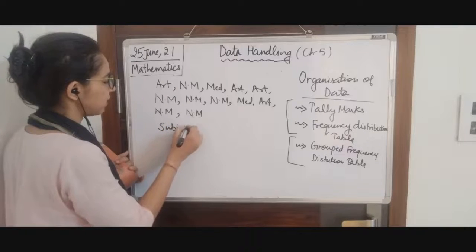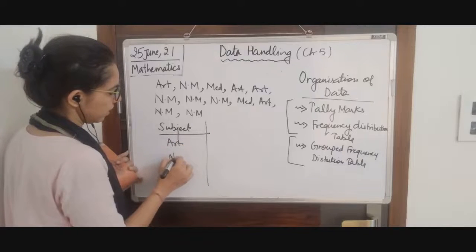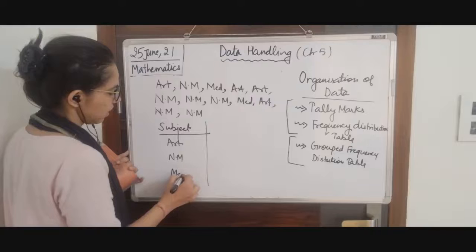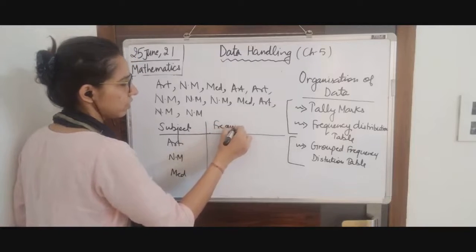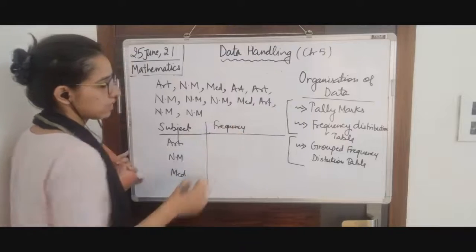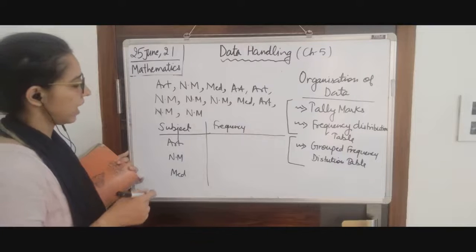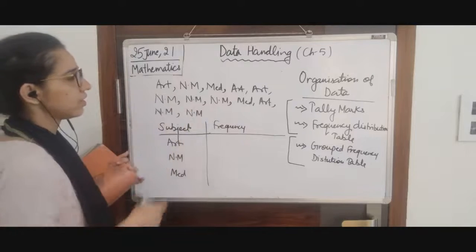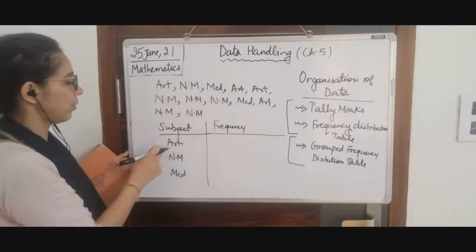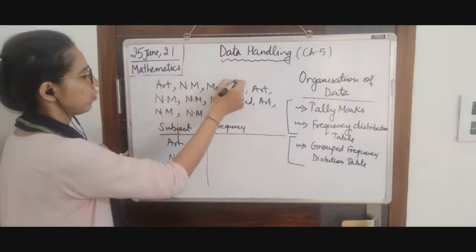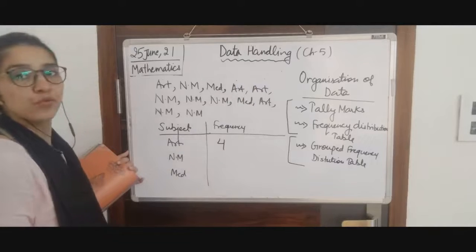How do I organize it? In one column we will write the subject. So our subjects are art, non-medical and medical. Then in the next column we will write the frequency. Frequency, as we discussed just now, is the number of times, or you can say count, a category is occurring in the given raw data. So suppose we are talking about art. Art is occurring 1, 2, 3, 4 times. So frequency of art is 4.